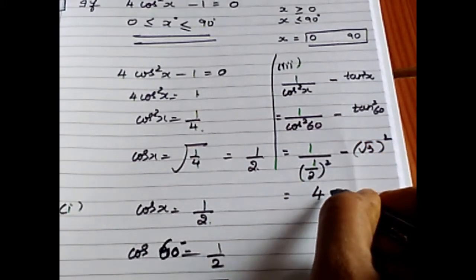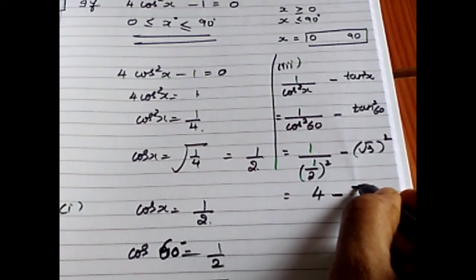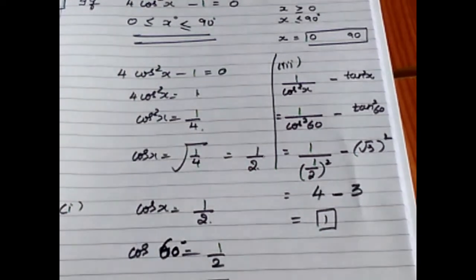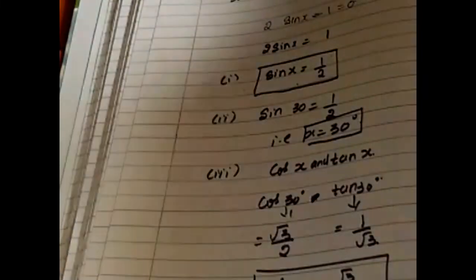1 by 1 by 4 is nothing but equal to 4. Root 3 whole square is 3. 4 minus 3 is equal to 1. So by this we solve all the sub questions of question number 4.